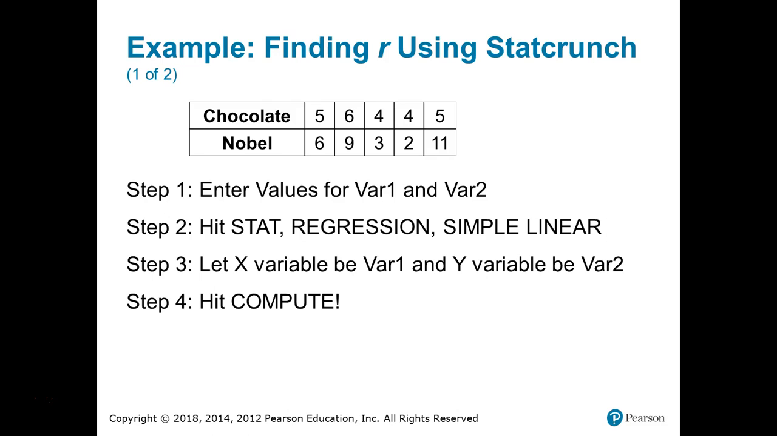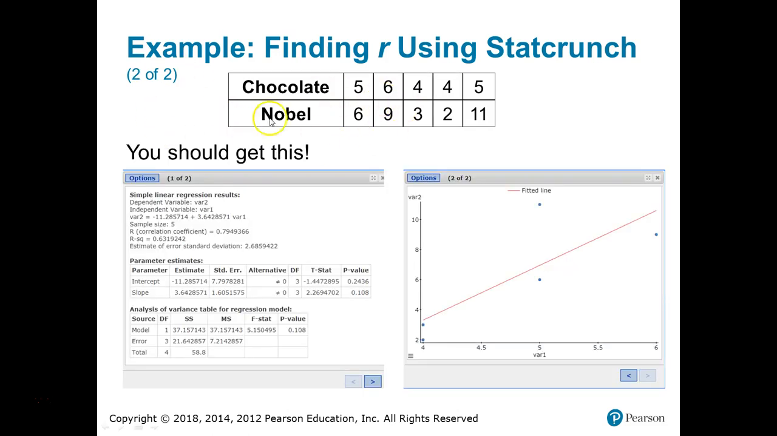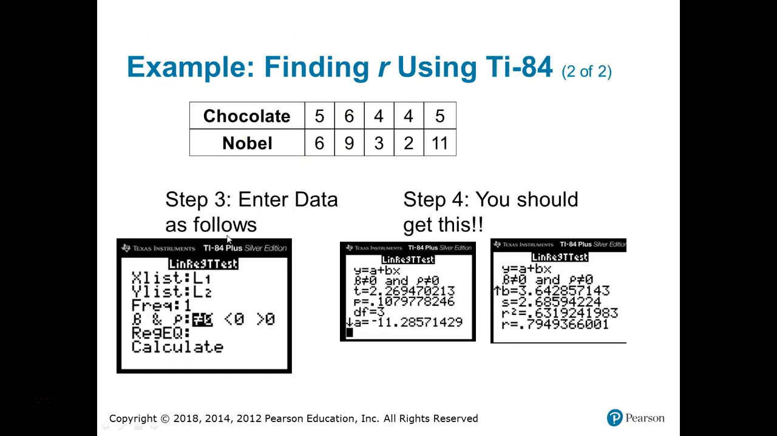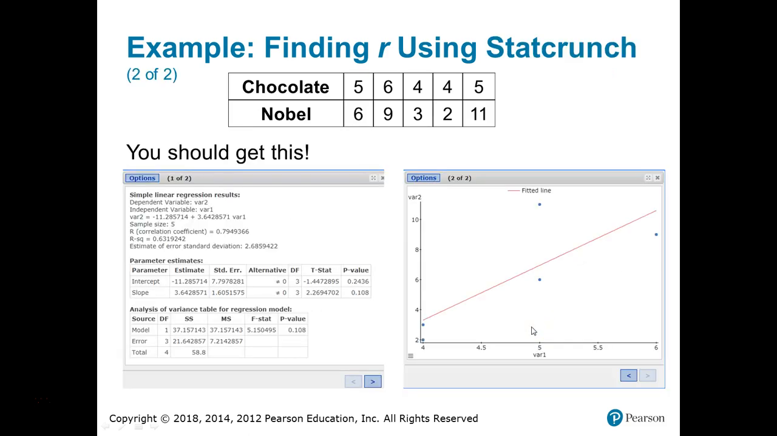Okay, I'm also going to show you how to find R using StatCrunch. So enter the values for variable 1 and variable 2. Call chocolate variable 1, Nobel variable 2. Then on the top, hit Stat, go down to Regression, Simple Linear. Let x variable be variable 1 and y variable be variable 2. Hit Compute. So here is that shown, and you should get this value. Notice that our R's are going to be the same. And then you can see this graphed.